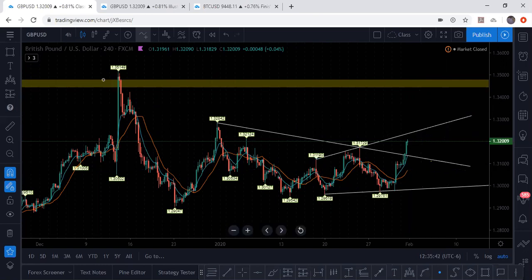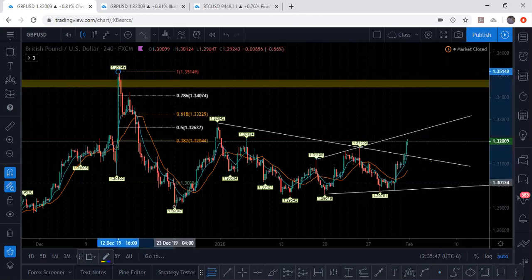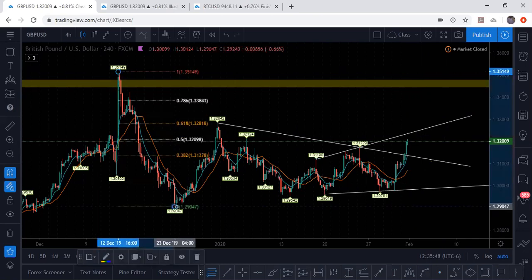But let's see. Bring your Fibs from this eye point. You're going to see what I'm talking about. Put it down here. Where did price get to from this low point? 0.618.